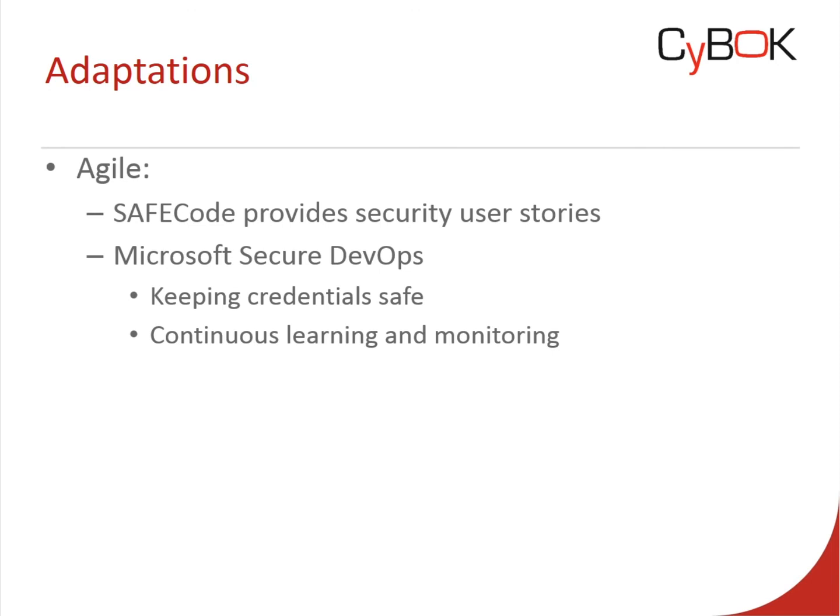So Agile and now DevOps or continuous deployment, very rapid deployment of software. How does that change the security development lifecycle? SafeCode came out with some security user stories, and so there are resources there that can be used in order to work in an Agile context.